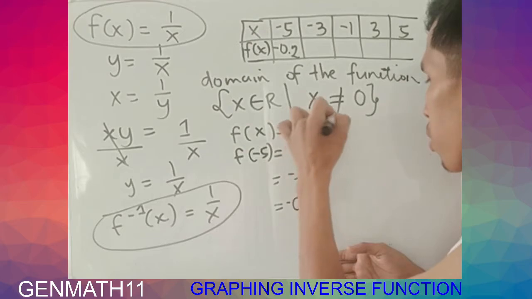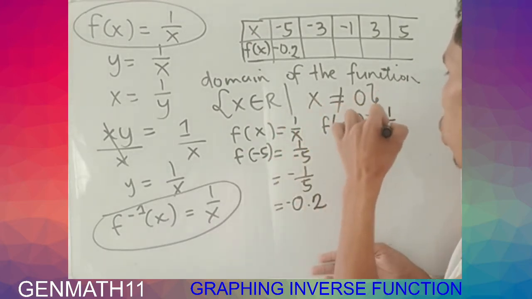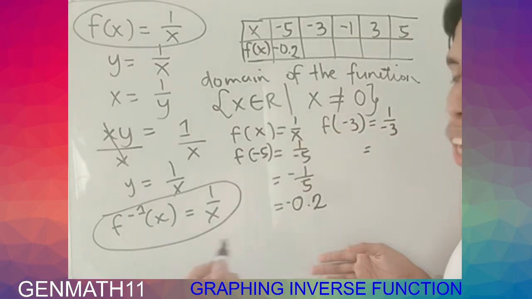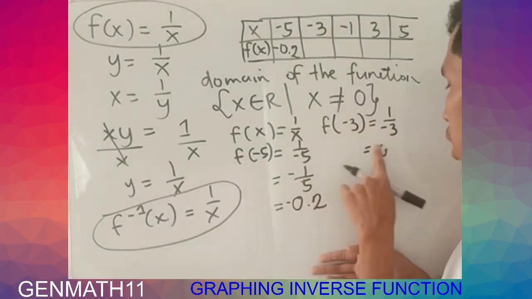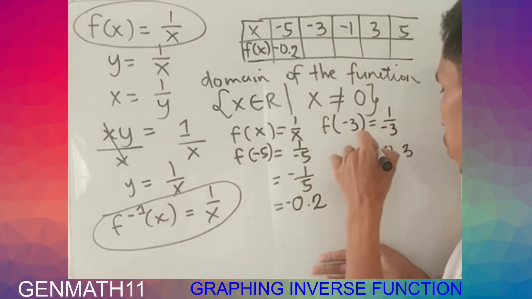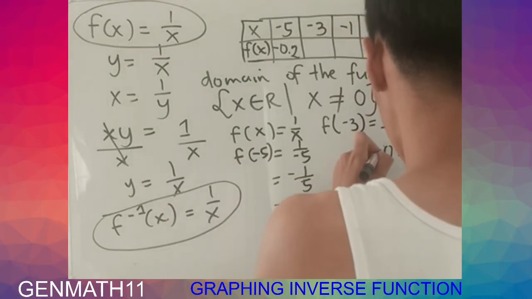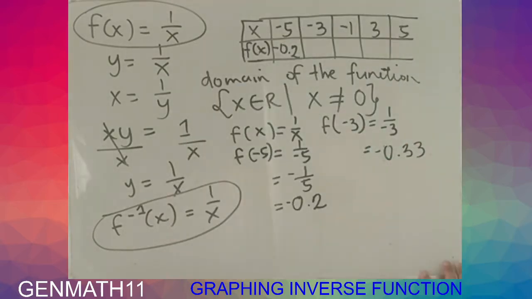My next, negative 3. So, 1 over negative 3. Pag dinivide natin, negative 0.33. Ba't may point pa doon? Yan. So, negative 0.3333. Continuous siya. So, ang ginawa ko is, niround off ko siya into decimal places.